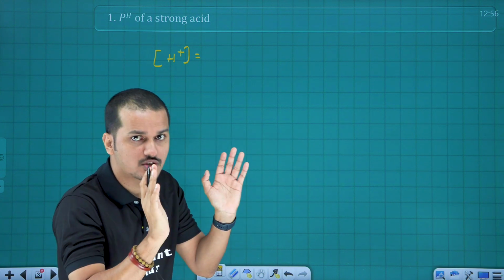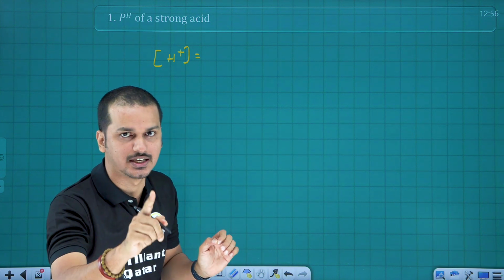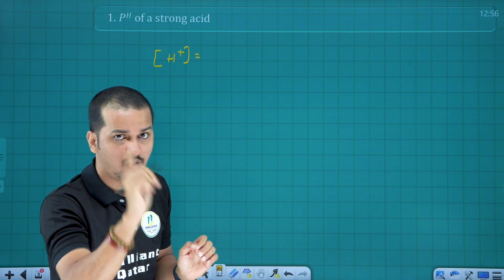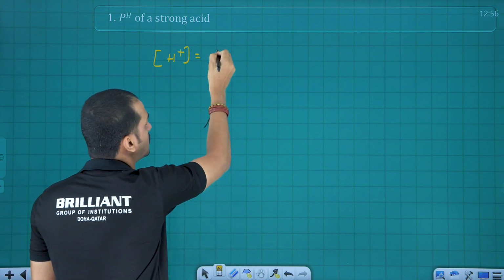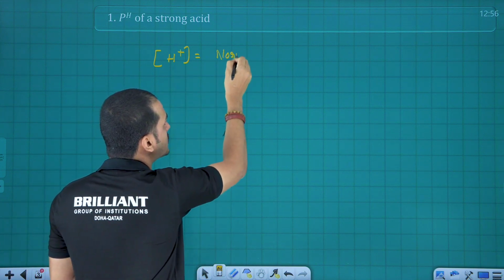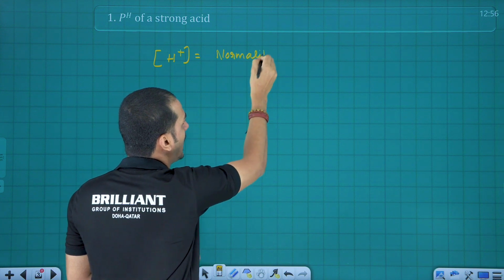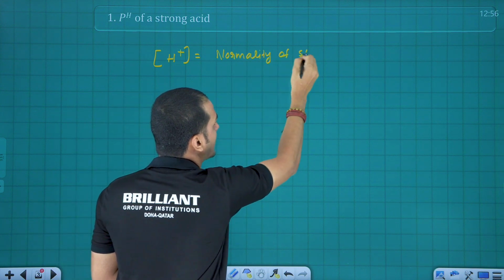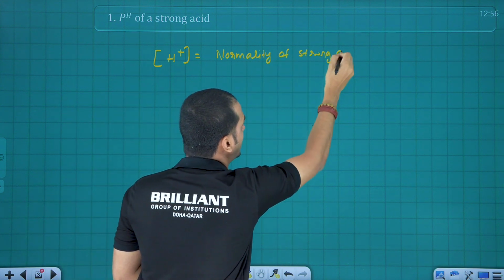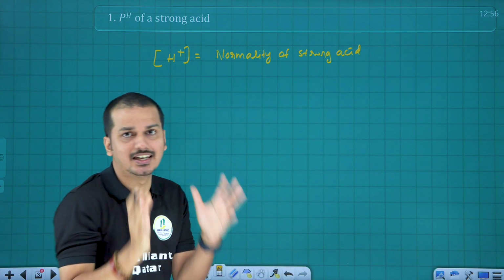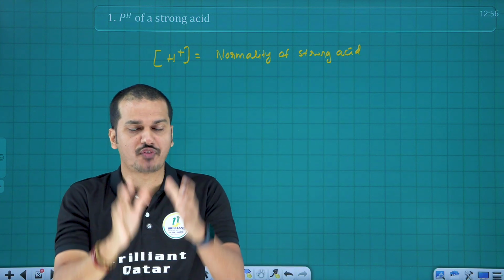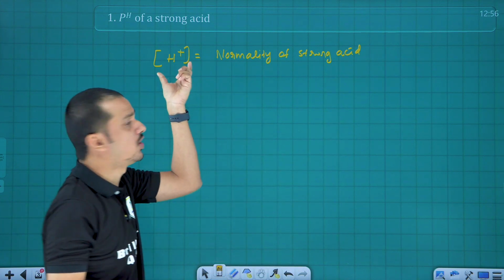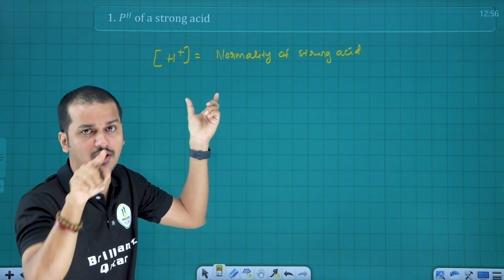That concentration you have to take in terms of normality, not in terms of molarity. So concentration of H plus is equal to the normality of strong acid. Keep that idea in mind. So the acid normality they will give, and from that you can find out the concentration of H plus.